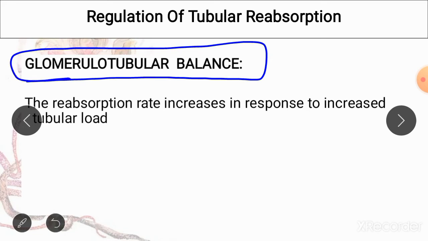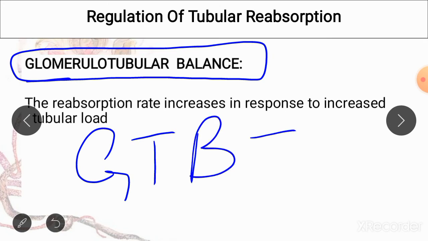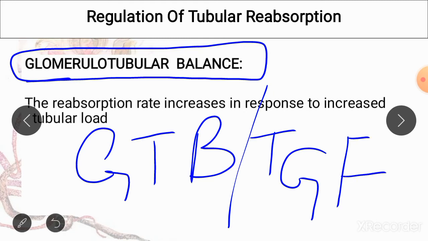Please do not confuse glomerulotubular balance with tubuloglomerular feedback. Tubuloglomerular feedback is the feedback given to the glomerulus by the nephron through macula densa cells when it detects sodium concentration in the distal convoluted tubule and sends signals to the JG cells to secrete renin and angiotensin.